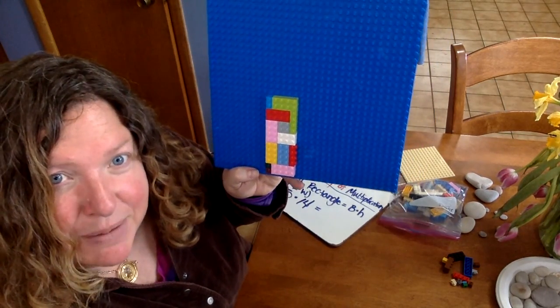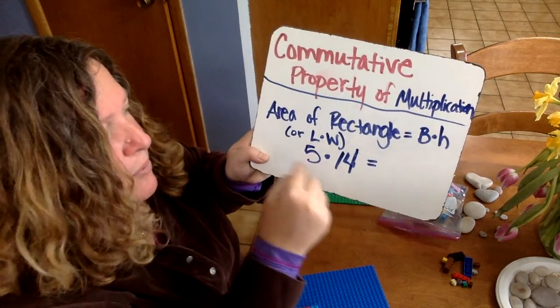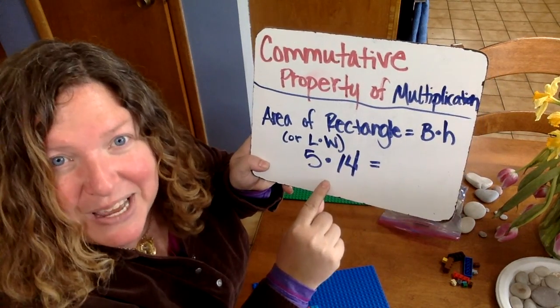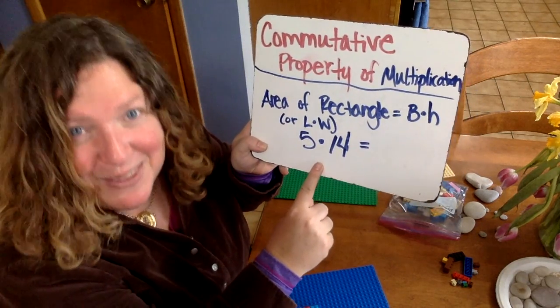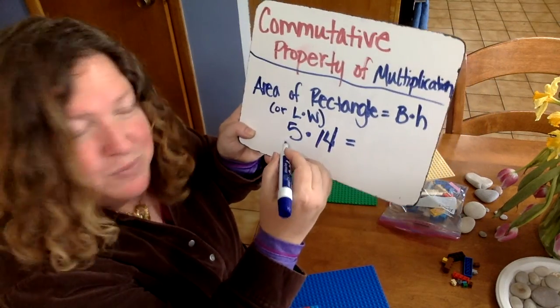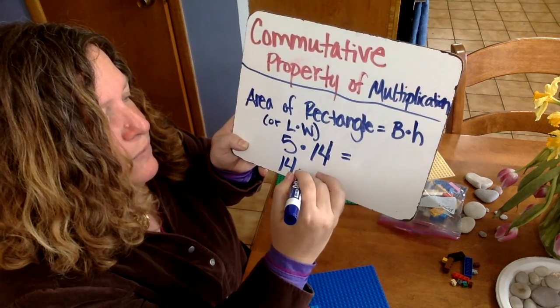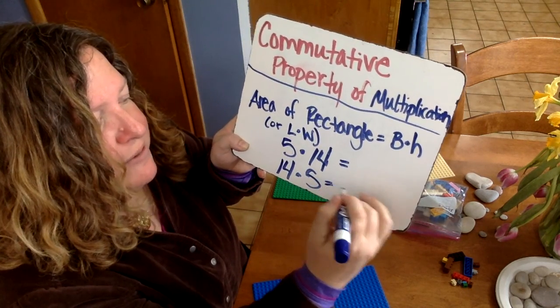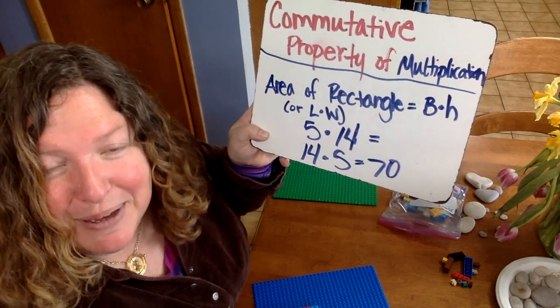Because sometimes if we commute them, means flip them around, sometimes it opens up other opportunities or it can connect to something that we know. And that's really, really helpful. So in this case, I'm going to use the commutative property and switch it around and say, what's 14 groups of 5? And I found that answer pretty quickly by counting by 5s.